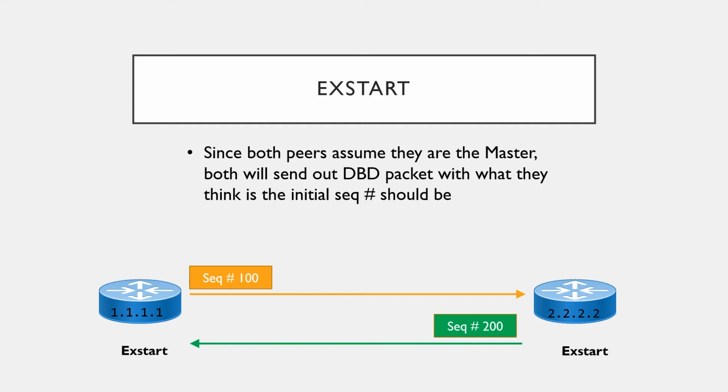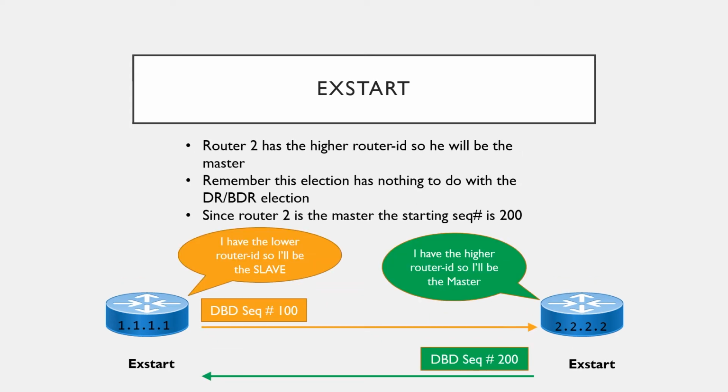So they pick some arbitrary sequence number. I picked 100 and 200 in this case. So R1 thinks the initial sequence number should be 100, and R2 thinks it should be 200. And so they send that packet out to their peers. And eventually they hold the election to determine who the actual master is. And the deciding factor for who the master is is the same thing as for the DR and BDR election.